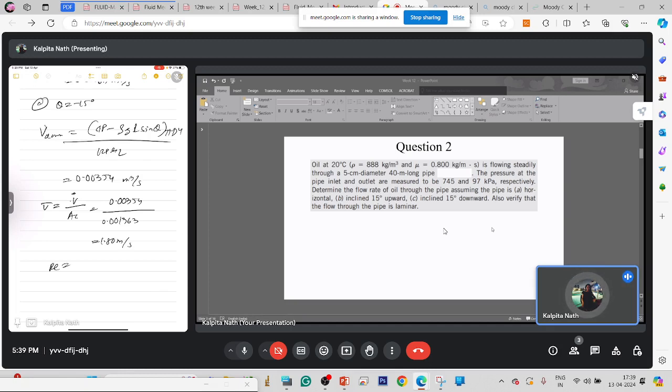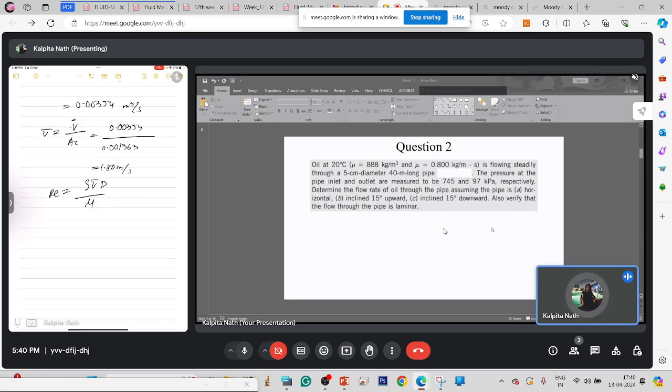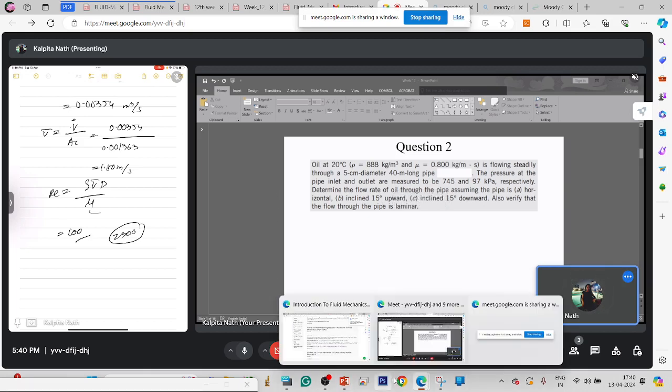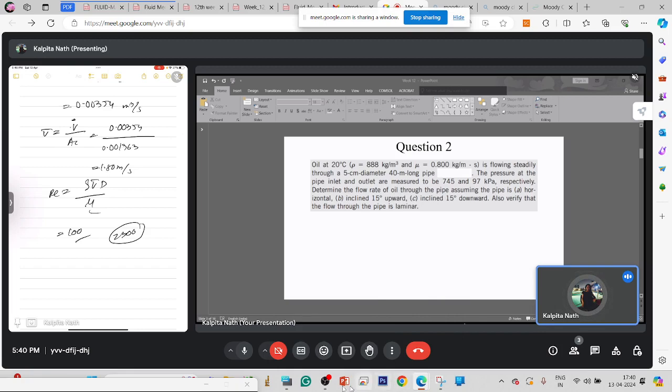So the Reynolds number will be rho v bar d by mu. So rho is 888, average velocity is 1.80, diameter is 0.05 meter, and viscosity is 0.800 kg per meter second. Everything is given, so this will come out to be 100, which is much less than 2300. So obviously if this is laminar, then the others will be laminar as well. So the flow is laminar for all three cases. Okay, let's proceed to the next question.